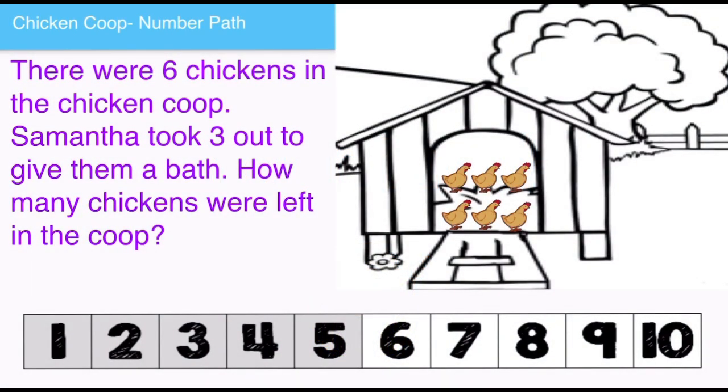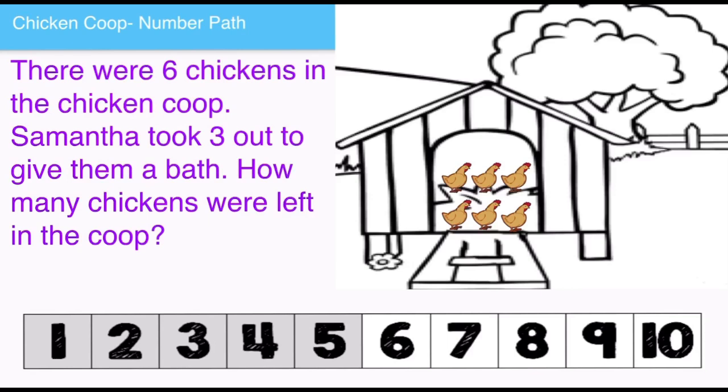There were 6 chickens in the chicken coop. Samantha took 3 out to give them a bath. How many chickens were left in the coop? Well, friends, what we need to do first is figure out how many counters we are going to start with. So let's go look at your problem.